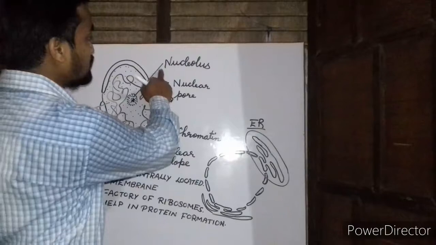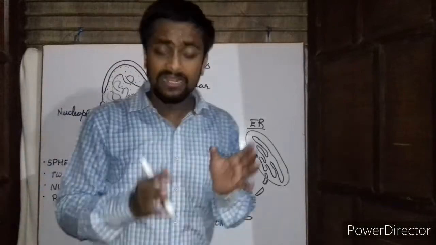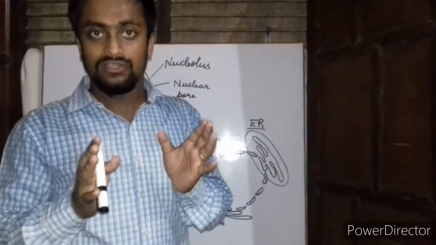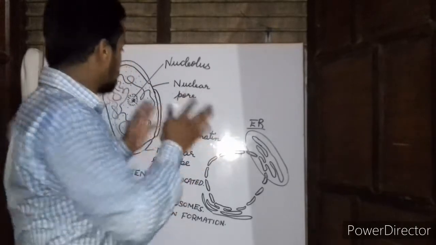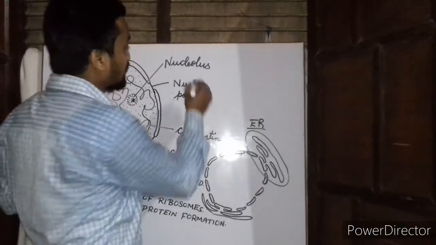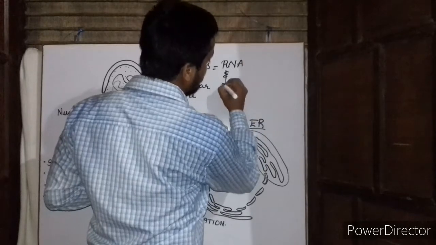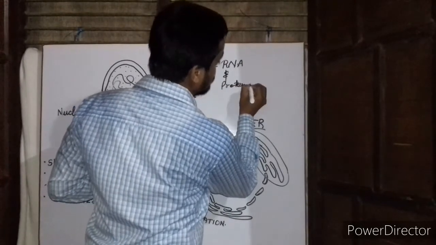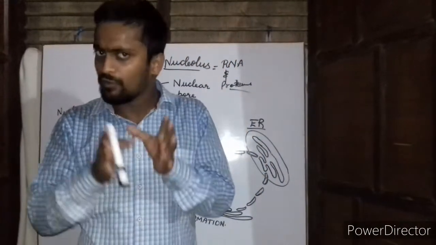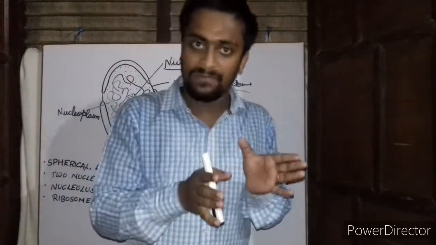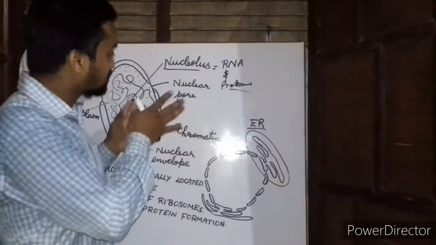This nucleoplasm has basically two structures within it. The first is the nucleolus, and the second is the chromatin. The chromatin are actually thread-like structures. The nucleolus, however, is the undefined region of the nucleus. The nucleolus is rich in two things: the first is RNA, and the second is proteins. So the nucleolus is also called the factory of ribosomes. And what is the function of ribosomes? Ribosomes help in the formation of proteins. So this was about the second structure, the nucleus.